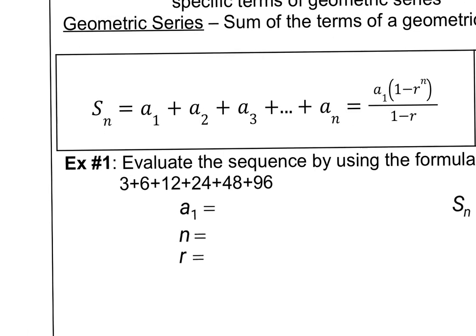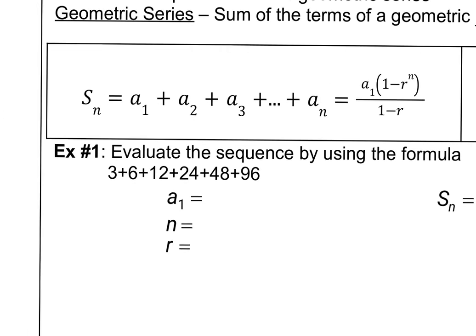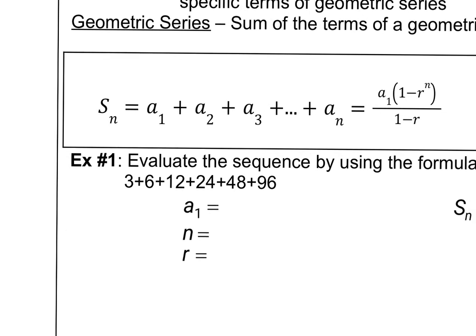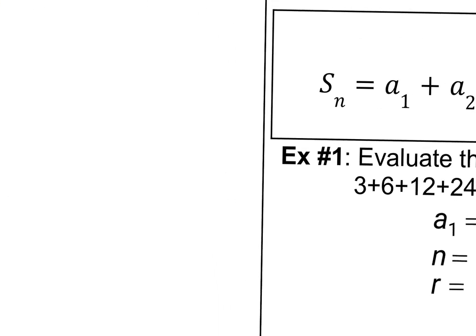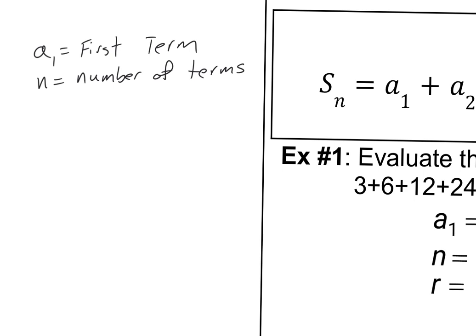Now, a couple things I want to make sure you know before we move on. There's some language in here that you may not be familiar with. So I'm going to write it over here, just some notes, so you know what I'm talking about as I talk about it. When you see a sub 1, that just means the first term. N means the number of terms. So are there 5 terms in the sequence? Are there 10, 20? How many terms are there?